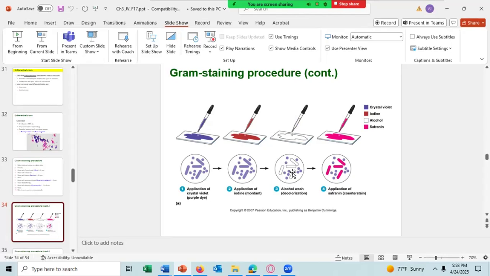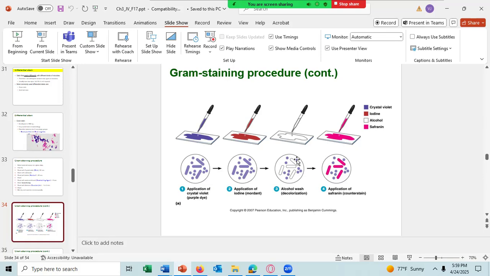This is the differential step of the gram stain, because at this point you can notice a difference between the gram-negative and the gram-positive cells. You then apply safranin. It is a reddish or pinkish dye, and it will color the gram-negative cells pinkish. The gram-positive cells will continue to be a purple color.